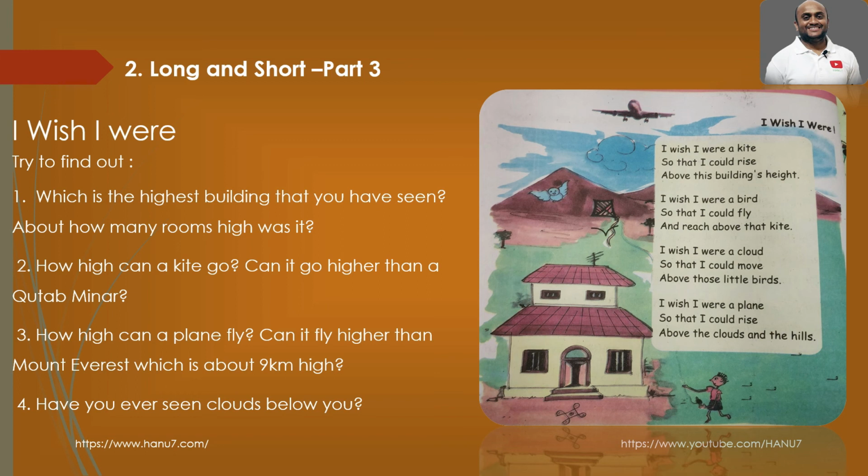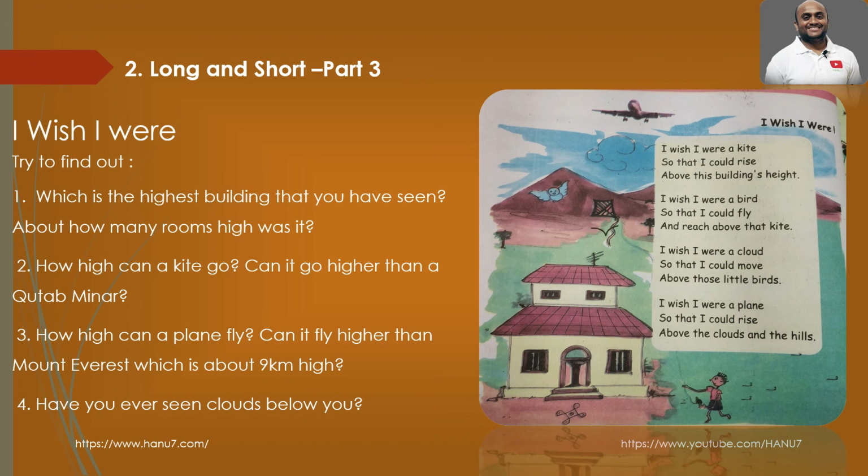So here the poem is like this. I wish I were a kite, so that I could rise above the building's height. I wish I were a bird, so that I could fly and reach above that kite. I wish I were a cloud, so that I could move above those little birds. I wish I were a plane, so that I could rise above the clouds and the hills.